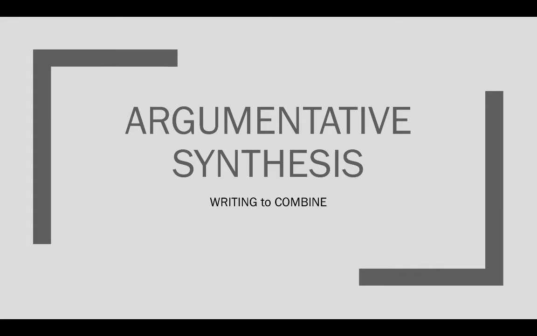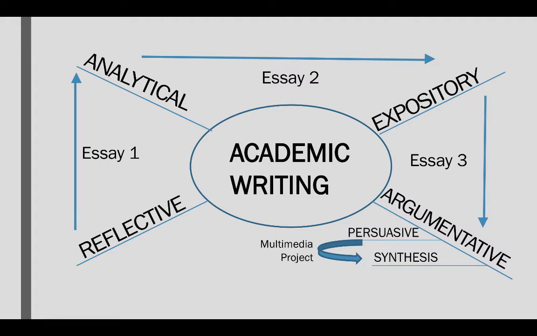So let's get started. This is our map of the class, and we've almost completed it. We've gone from reflective to analytical for Essay 1, analytical to expository for Essay 2, expository to argumentative for Essay 3. And now we're going to stay in the argumentative arm for the multimedia project, but we're going to be moving from the persuasive branch, as you see right here, to the branch that deals more with synthesis. Something important to consider, though, is that doing synthesis is going to require components from all three of the previous assignments.